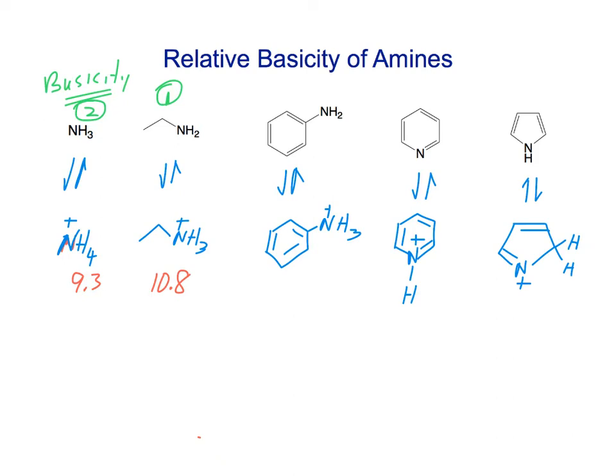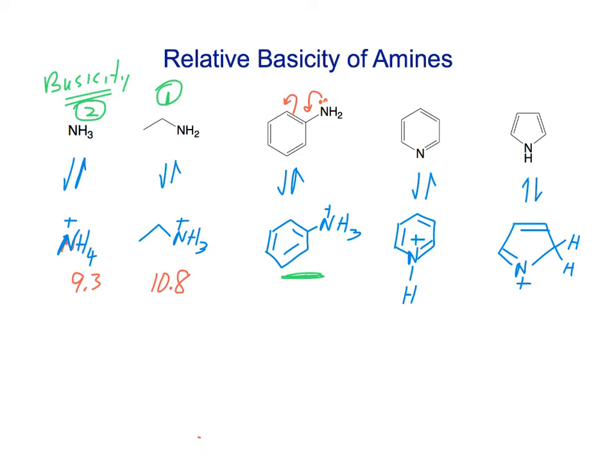So, if we look at the other three, why would aniline be a worse base than ethylamine or ammonia? Because it's resonance stabilized. These electrons here can be delocalized into the benzene ring. Okay? So we can think about the other way. If we look at the conjugate acid here, it means it has a much more stable conjugate base, right? Because the electrons are delocalized. All right?